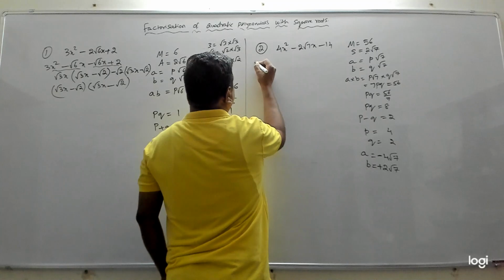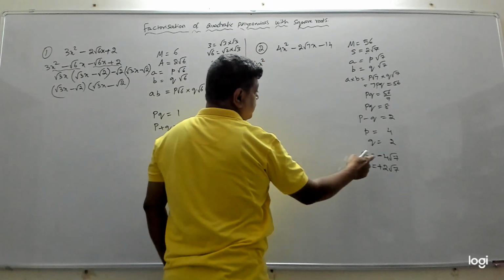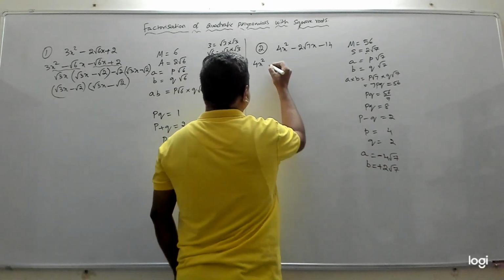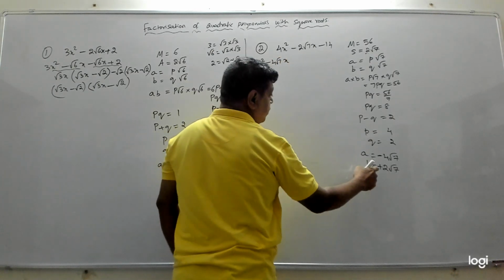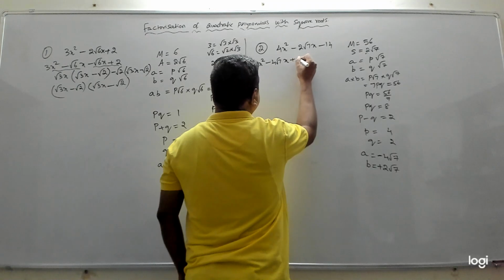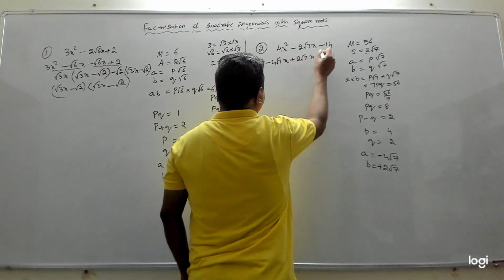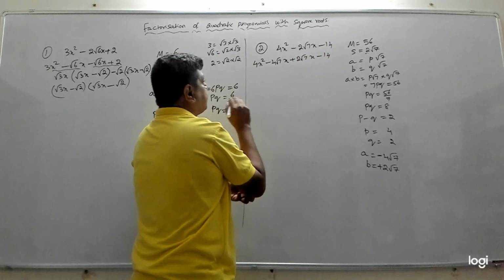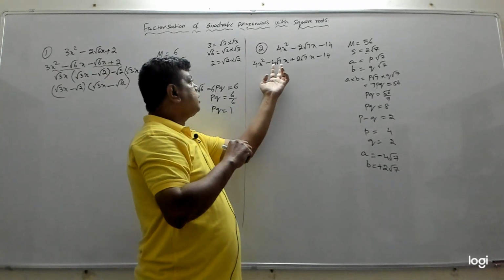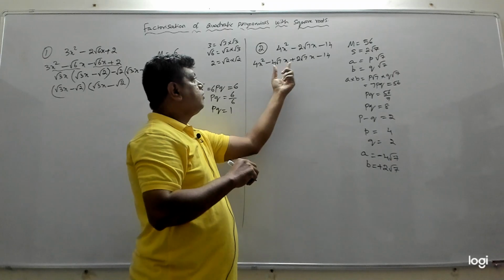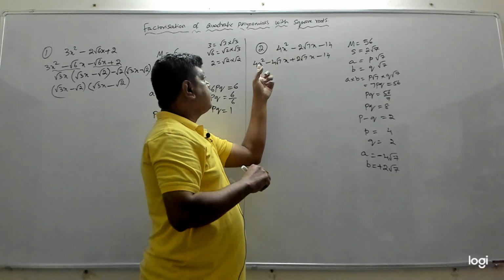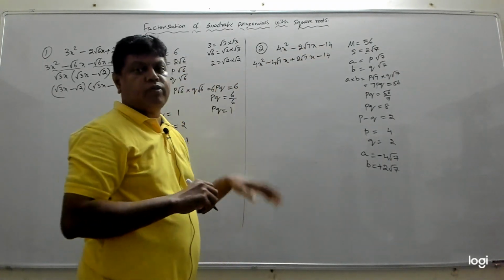So this becomes 4x square. Then this is minus 4 root 7x. We should put this x. This is plus 2 root 7x. And this is minus 14. Now if you observe, what is minus 4 root 7 plus 2 root 7? Will give you minus 2 root 7. If you do these two, we'll get back this. This I have written as it is, minus 14 I have written as it is.